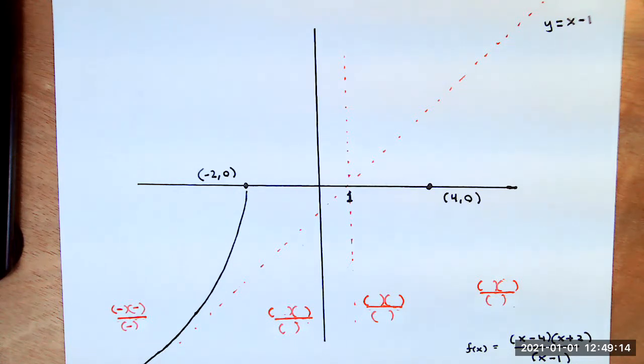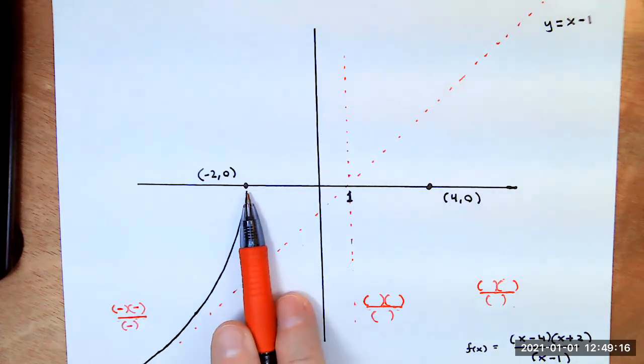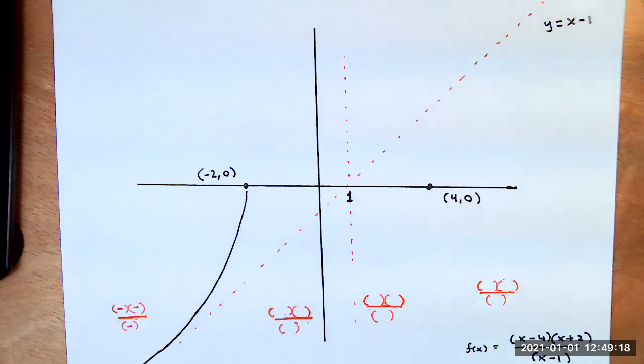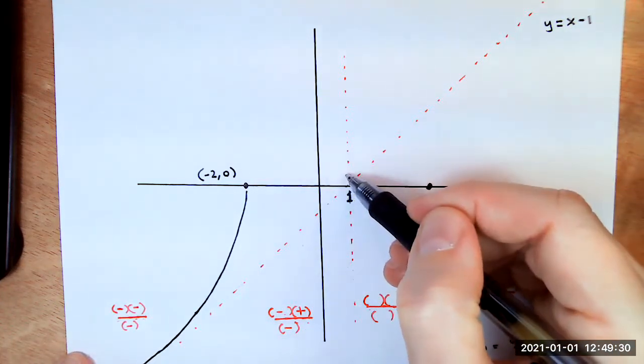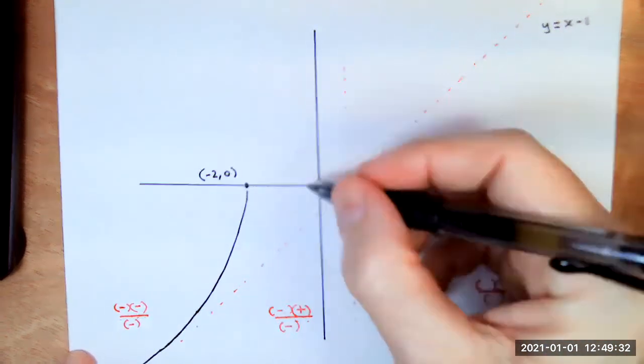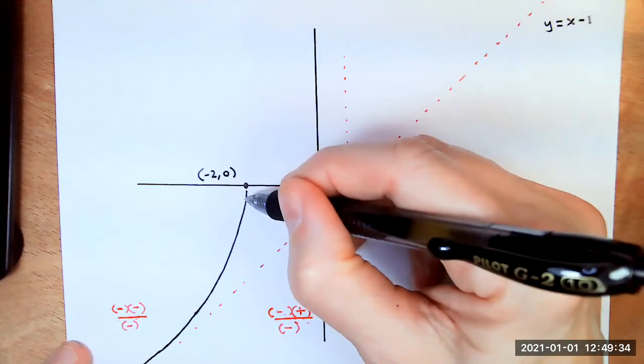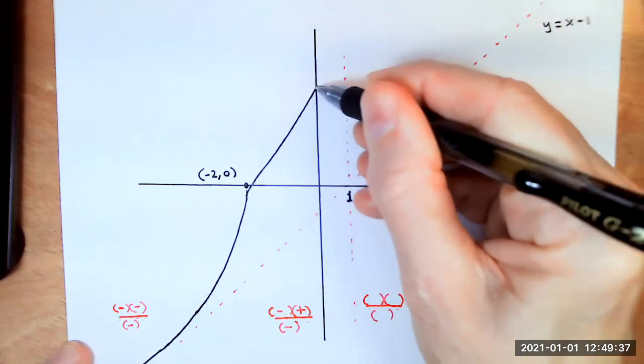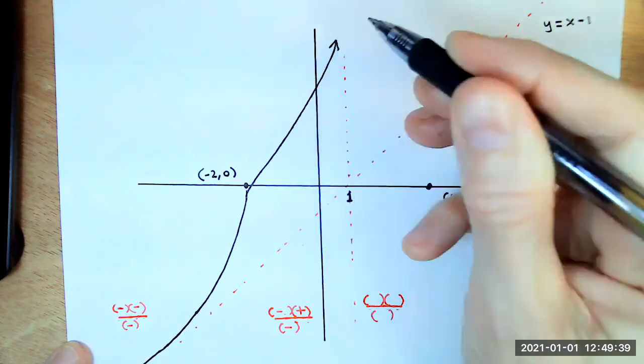All right, let's plug in a number between negative 2 and 1, like 0. So this will be negative, positive, negative. So the whole thing will be positive, and it gets closer and closer to this vertical asymptote. So like that. Okay, not my best drawing.